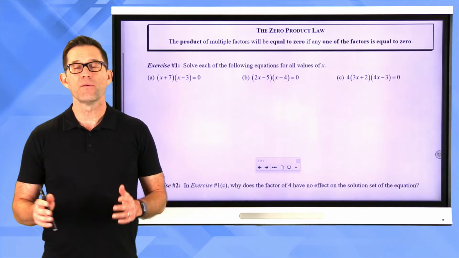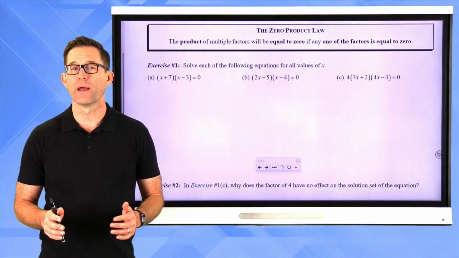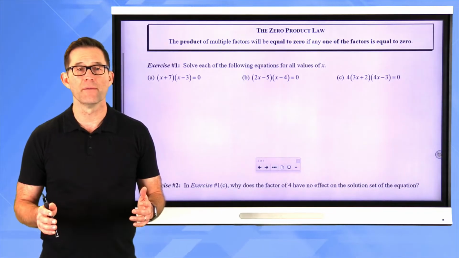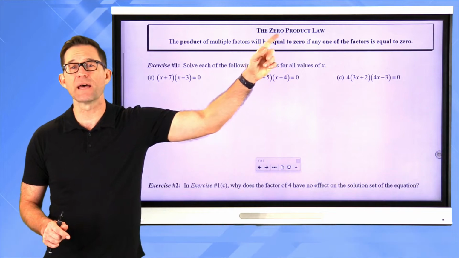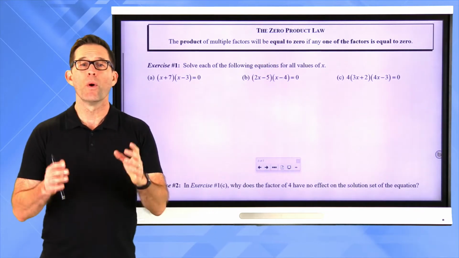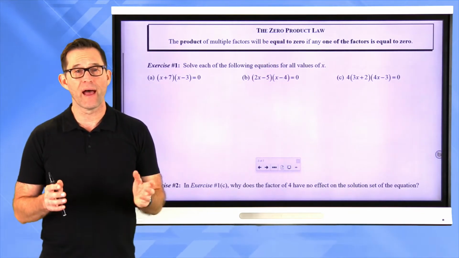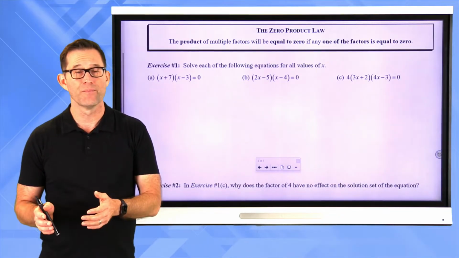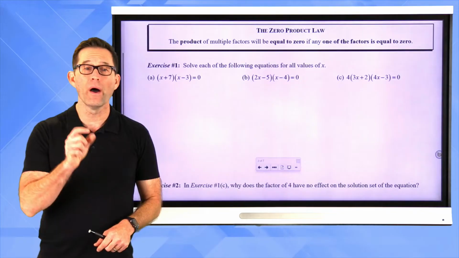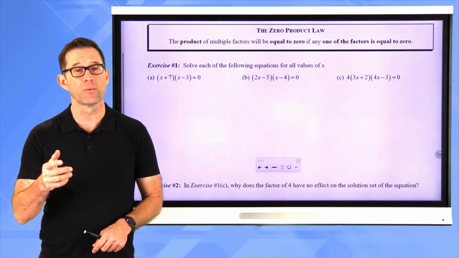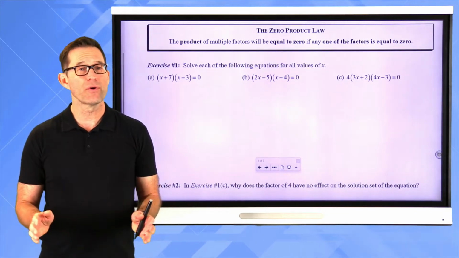All right, now the zero product law can be framed in many different ways, but zero and product are exceptionally important words. When we've got something written as a product equal to zero, the only way that product can be equal to zero is if one part of the product is equal to zero. There is no other number like that.